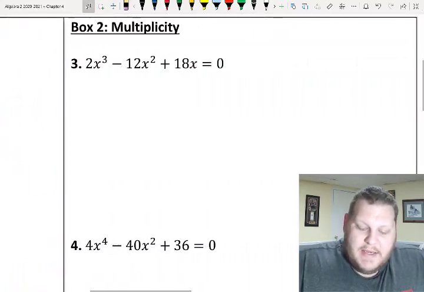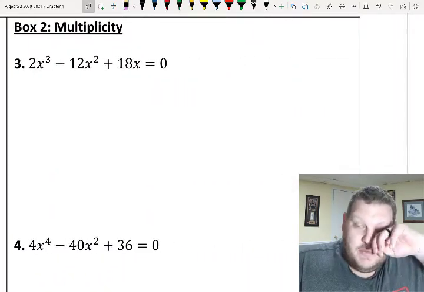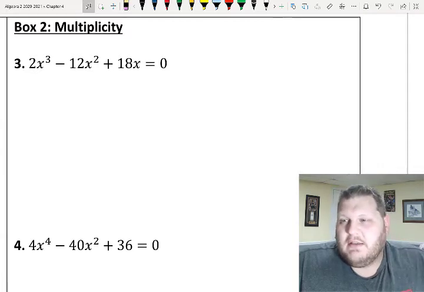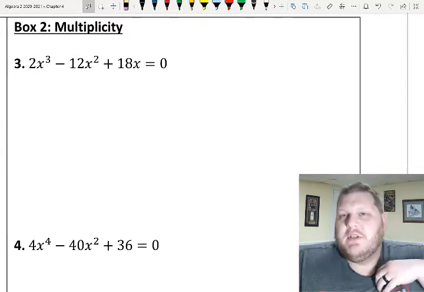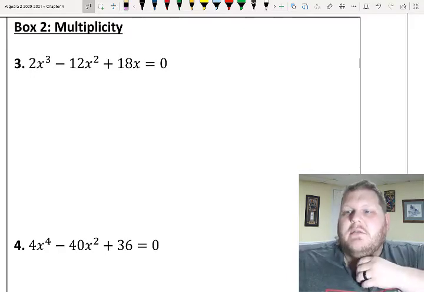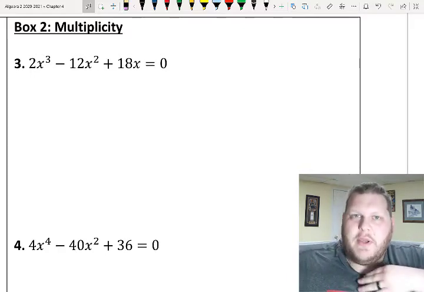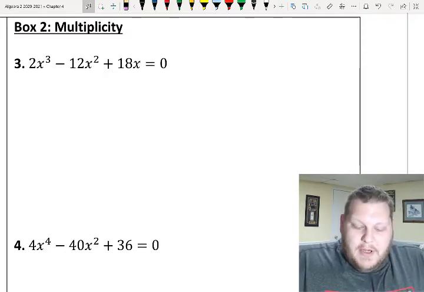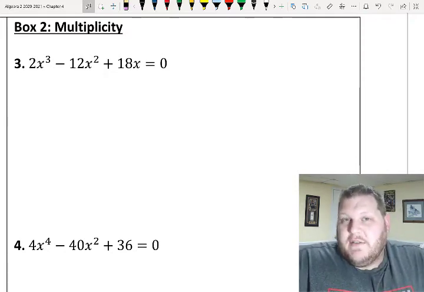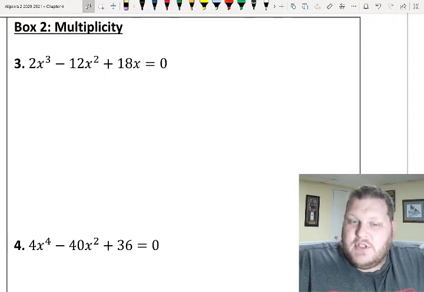Taking a look over here at box number 2, we have something that we'll talk about called multiplicity. Now, I've mentioned this before, and the problems that we're starting with are not going to look any different. It's still going to be just solve the equation. So here, if I'm going to solve this equation first, I would recognize that since I have 3 terms on the left side, I want to check for a GCF first.